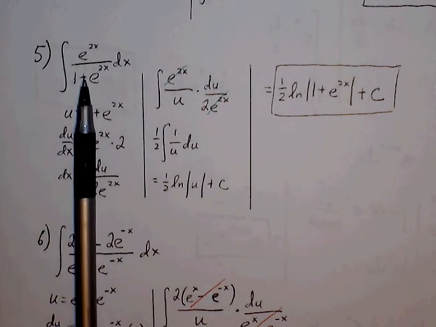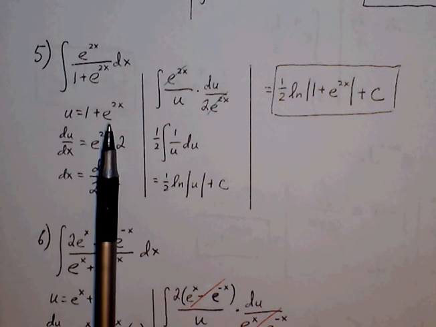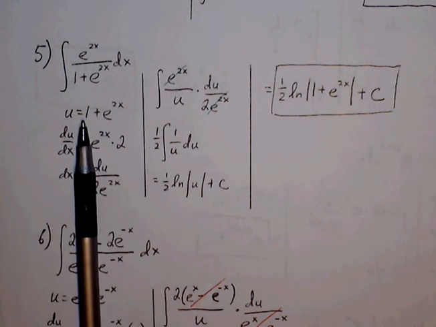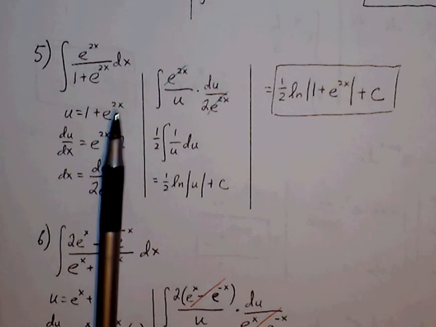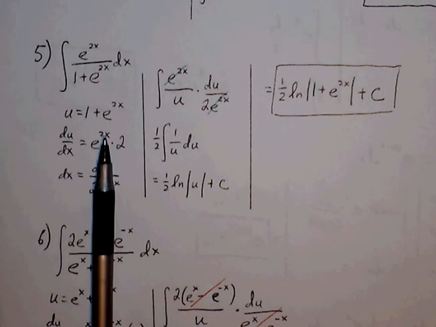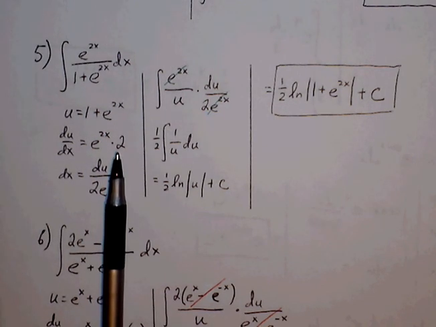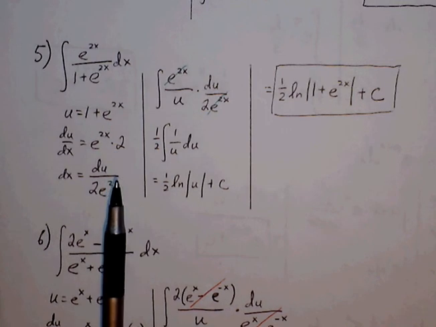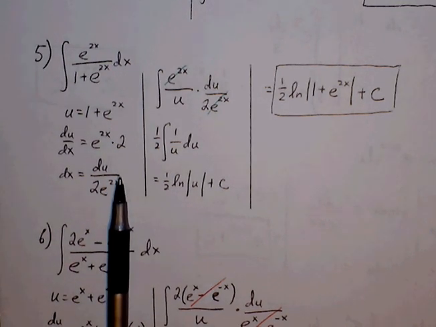Derivative: 1 goes to 0. The derivative for e to the u is e to the u times u prime, so we have to go through the chain rule here. So e to the u times u prime, the derivative for 2x is 2. So we're left with du over dx is equal to 2e to the 2x. Cross multiply, solve for dx, which is du over 2e to the 2x.